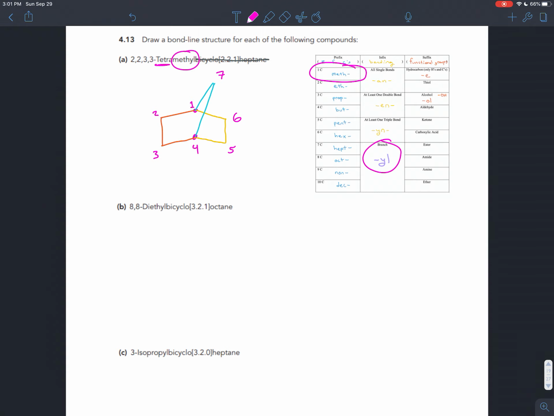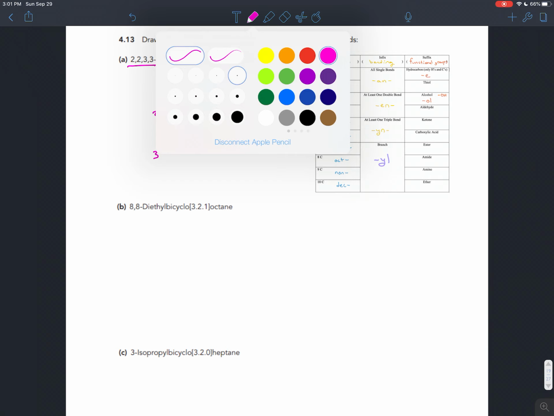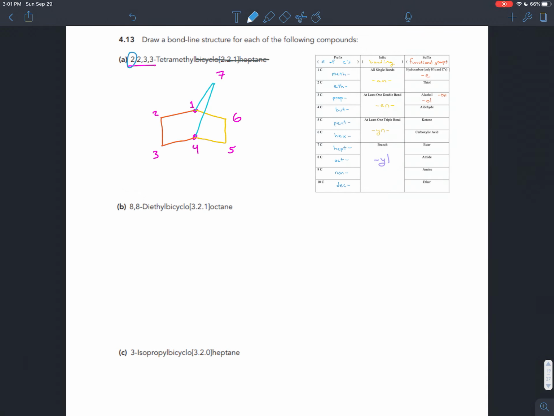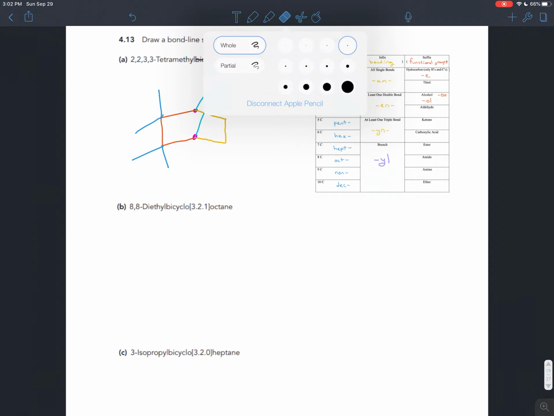So that's a legitimate way to number that bicyclic ring. Now we have 4 methyl groups. A methyl group has just 1 carbon in it. It's a branch with just 1 carbon in it. So we have 4 of those, and they're going to be attached to those positions. So we have 1 methyl group coming off of carbon 2. We have another methyl group also coming off of carbon 2. We have a methyl group coming off of carbon 3, and another methyl group coming off of carbon 3. And so this compound is your structure. This is 2,2,3,3 tetramethyl bicyclo-2,2,1 heptane.